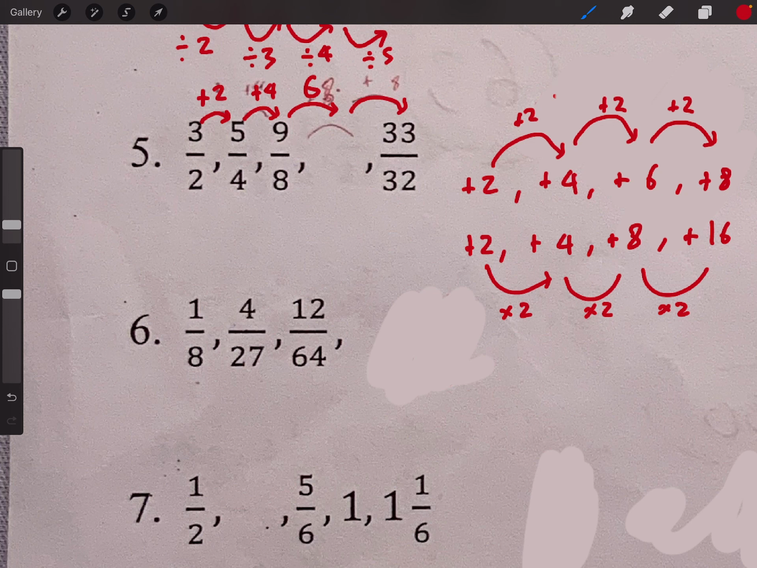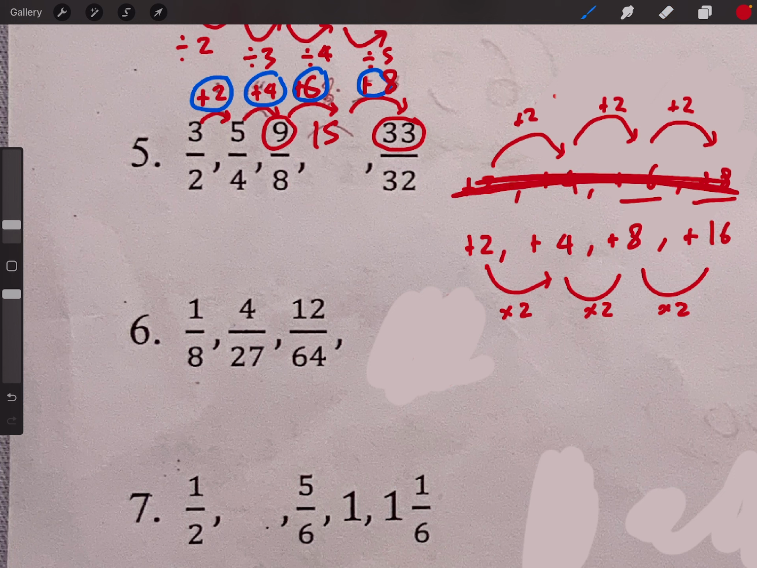So if we were to add 2, would it reach 33 on this one? So we have to figure it out. Okay, so if you add 2, it'll be +2, +4, +6, +8. Okay, so let's see if that works. If you +6, so 9 plus 6 will give you 15, and then you +8 with the next one. So if you +8 to 15, you're gonna get 23, not 33. So it can't be that one. So it can't be this one here. So it's most likely gonna be this one. Okay, so let's try that.